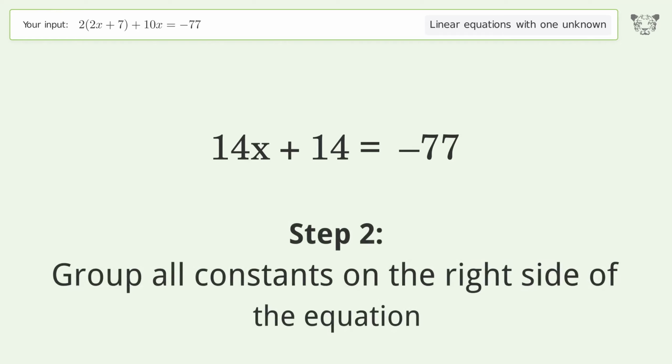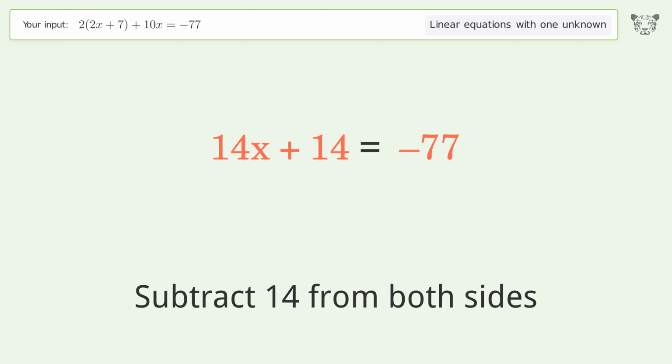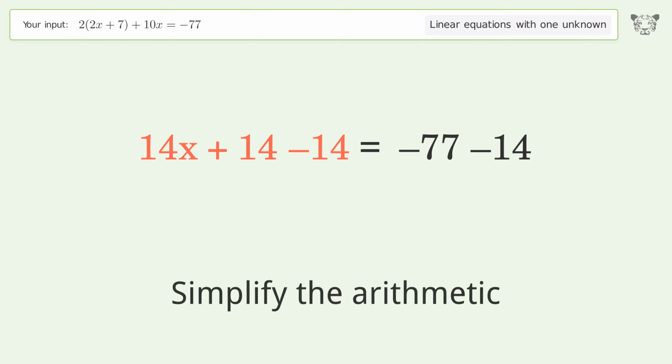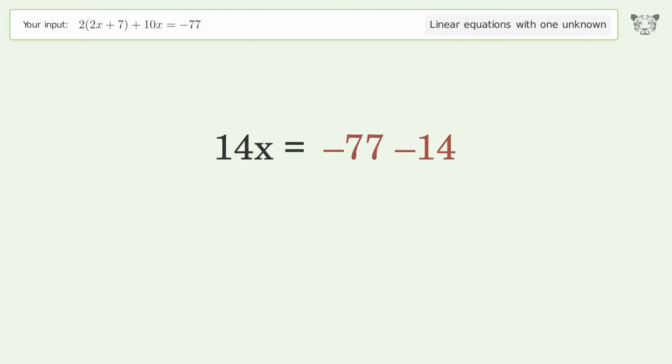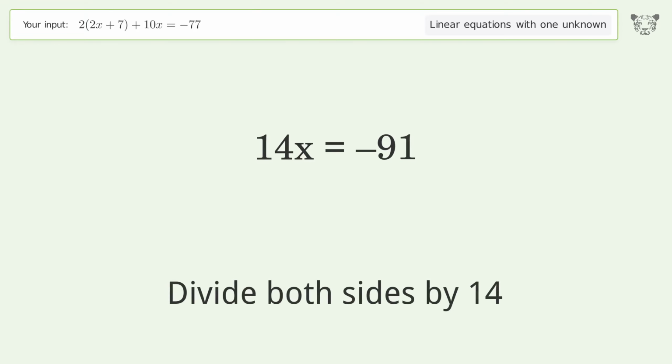Group all constants on the right side of the equation. Subtract 14 from both sides. Simplify the arithmetic. Isolate the x. Divide both sides by 14.